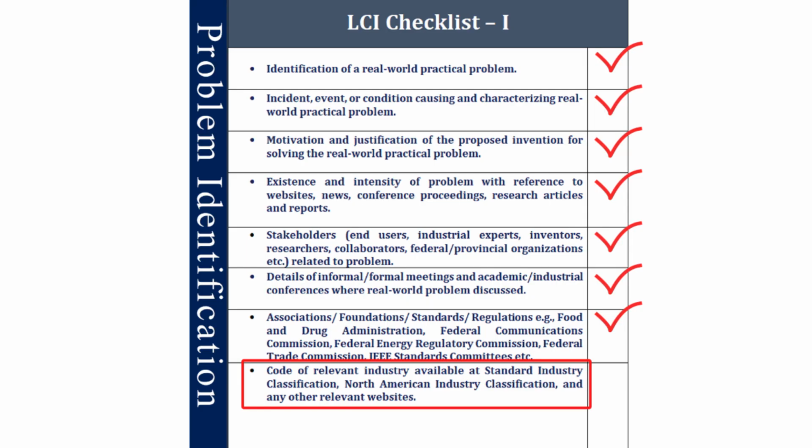The last item of the LCI checklist 1 then talks about codes of relevant industry, which may be available at different websites. If we are talking about an example of the US, then there are certain websites that talk about the Standard Industrial Classification, the North American Industry Classification, or any other relevant website. Maybe if we take an example of Pakistan, then the Pakistan Standard Industrial Classification. Now, these are in fact those groups of industries which identify the economic sectors for which the invention may be developed.